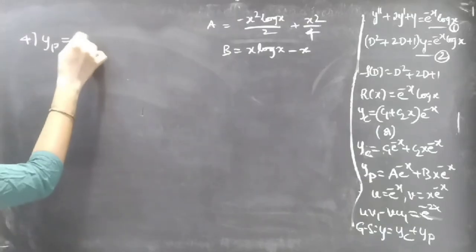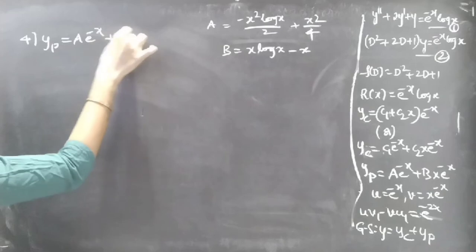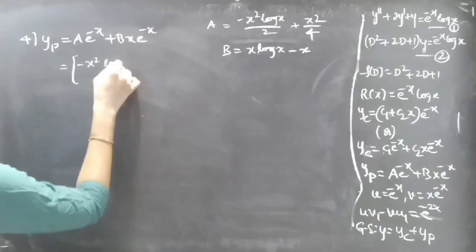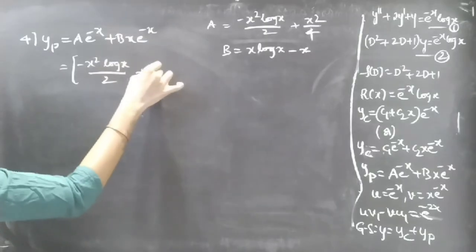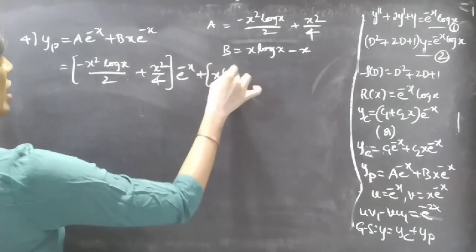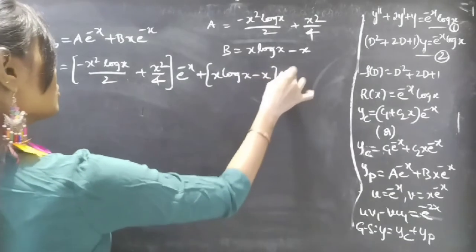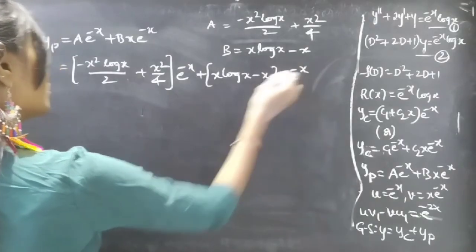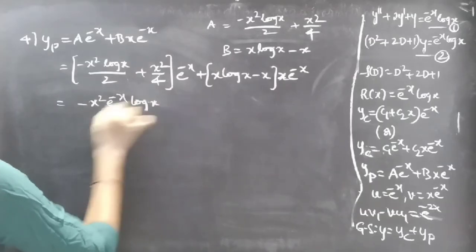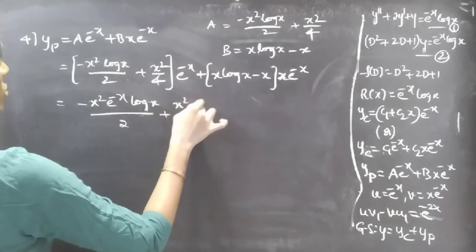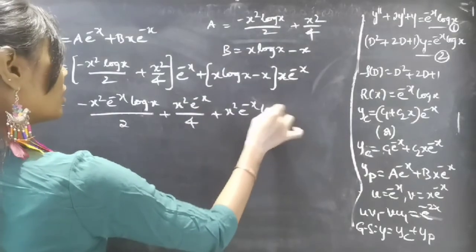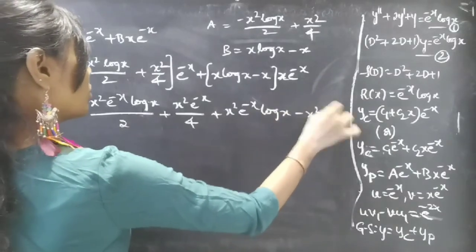Yp is given by a e power minus x plus bx e power minus x, right? Which equals a, minus x square log x by 2 plus x square by 4, into e power minus x, plus b, x log x minus x, into x e power minus x. We'll get minus x square e power minus x log x by 2 plus x square e power minus x by 4 plus x square e power minus x log x minus x square e power minus x.